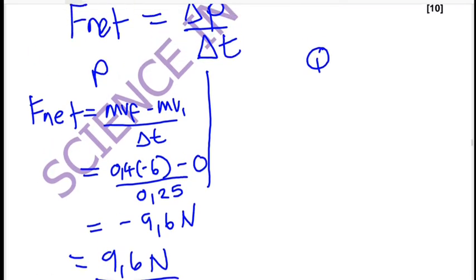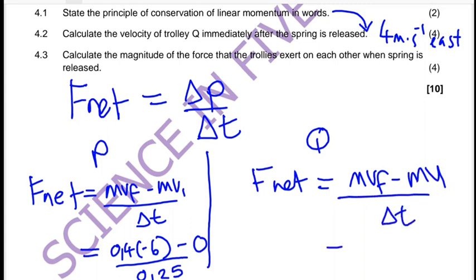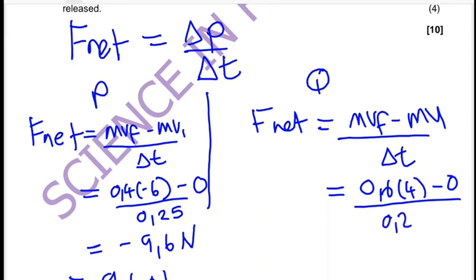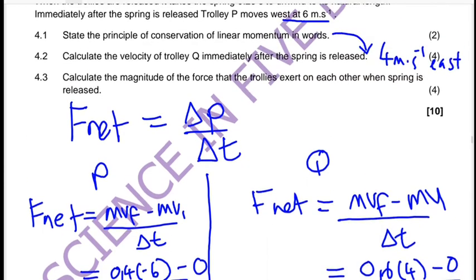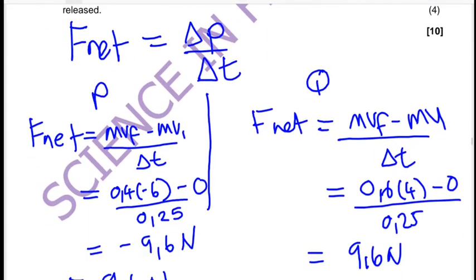If we use Q, the same idea, F net is mv final minus mv initial over delta t. We will get 0.6 times 4 minus 0 all over 0.25, and we get a positive 9.6 newtons, which means the force on Q is in this direction, and this force is coming from P. So the force that these trolleys exert on each other is 9.6 newtons.